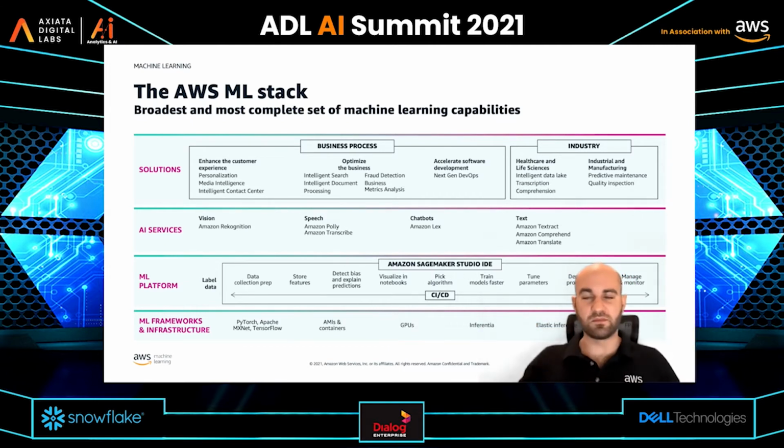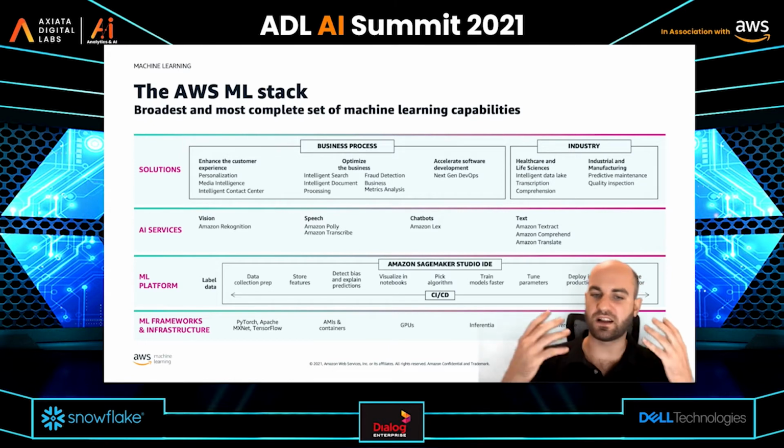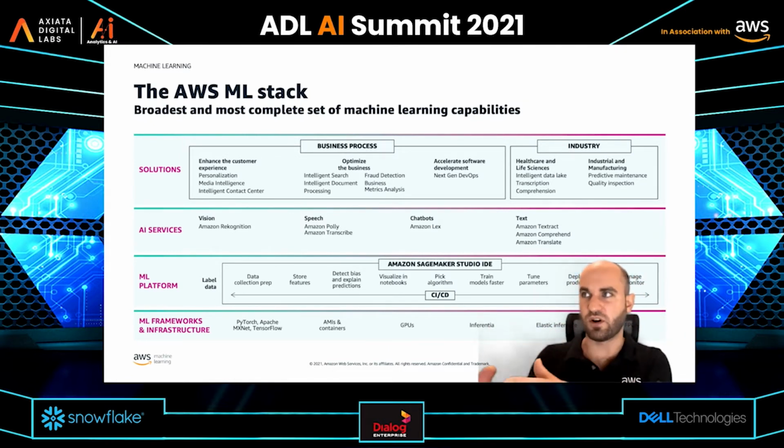Then below really comes the machine learning platform. That's really where the Amazon SageMaker platform sits. That allows you to label your data, collect and store the features, etc., train, pick your algorithm, train it. I'm going to talk about this in just a bit in more detail.